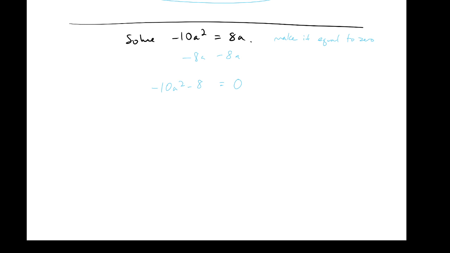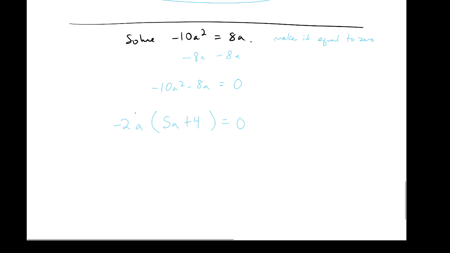So, what can be factored out of both of these terms? The whole thing's still equal to 0. Well, what can I take out of both negative 10a squared and negative 8a? I can factor out a negative 2 and an a. If I factor out a negative 2a from negative 10a squared, I'm left with 5a. If I factor out a negative 2a from negative 8a, I'm left with positive 4.